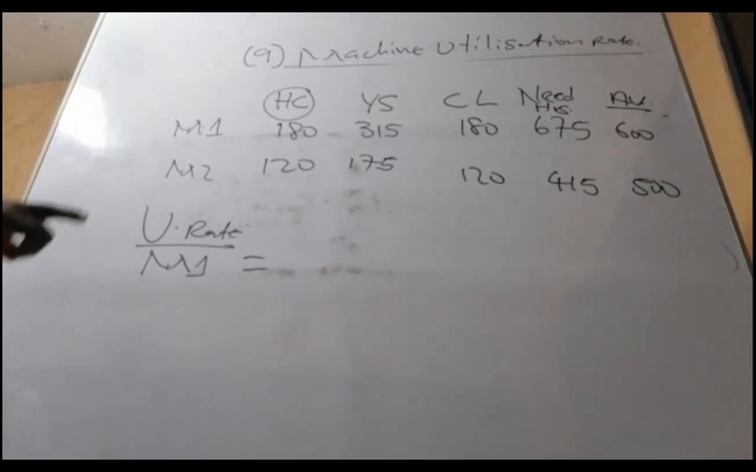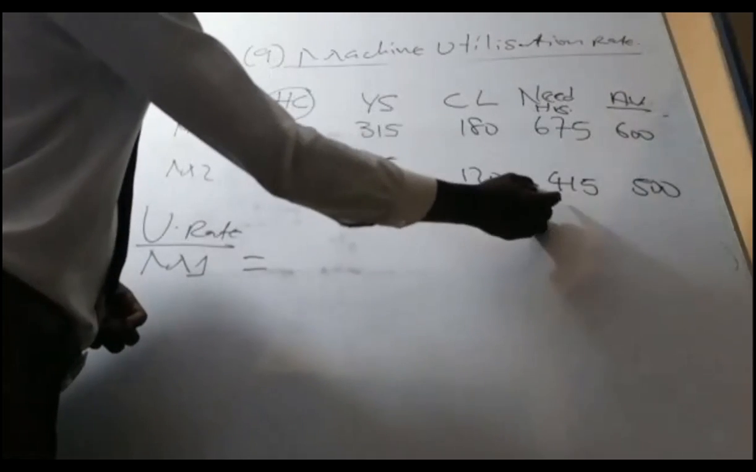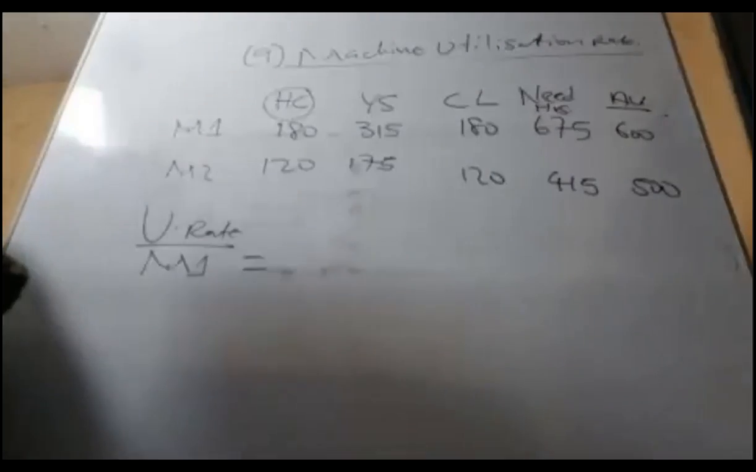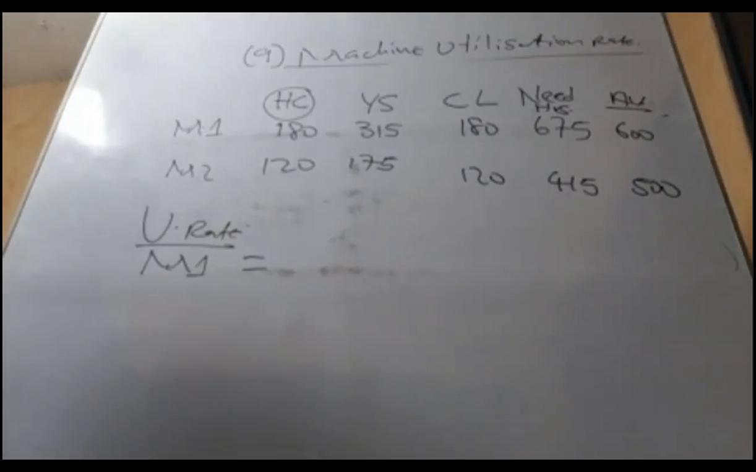Is it machine type 2 or type 1? It's type 2, right? Machine type 2 is a limiting factor. Oh, machine type 2? Are you sure? It's machine type 1, not machine type 2. Machine type 2, we need 415, but we have 500 there, so it's more. But machine type 1, we need 675, I have 600, so we are lacking by what? 75 hours. So it's machine type 1.